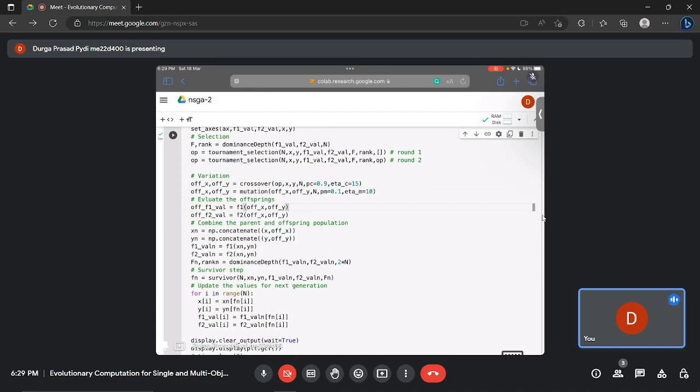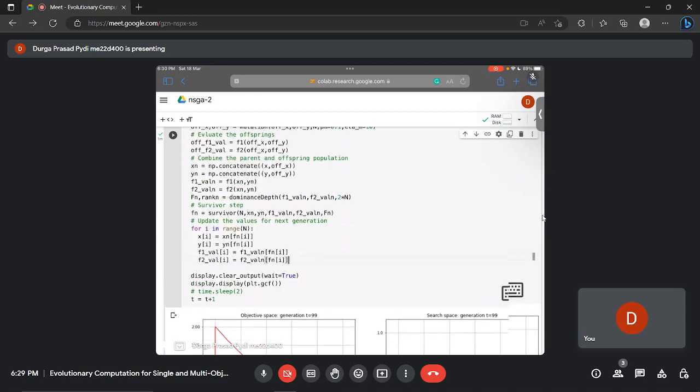Once I am done with that, the next is the survivor stage. For the survivor stage, I need to concatenate both the parent as well as offspring population. So that is this, the concatenate step. Then evaluate for these new individuals, and then again apply the dominance rank and then apply the survivor, which will give me the final individuals that will go to the next generation. Then I will assign them to the next generation and then plot these.